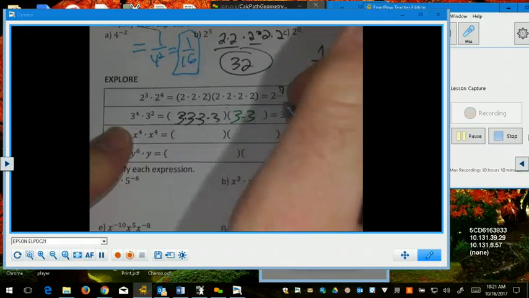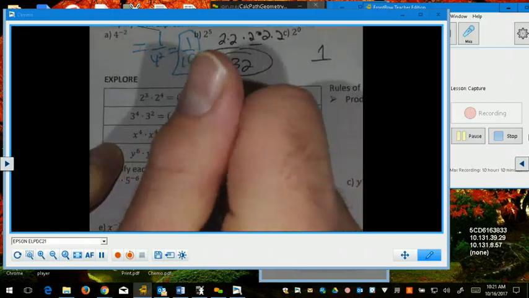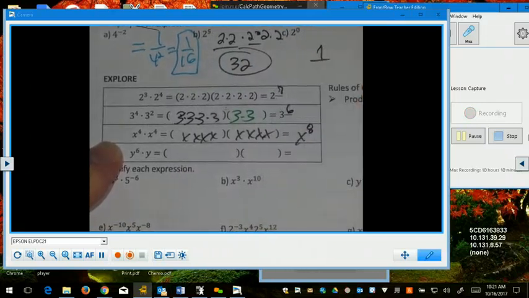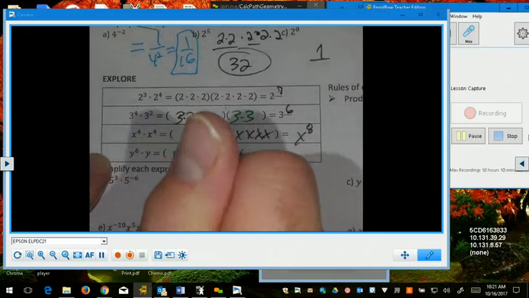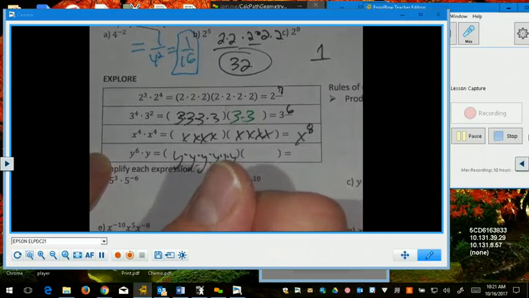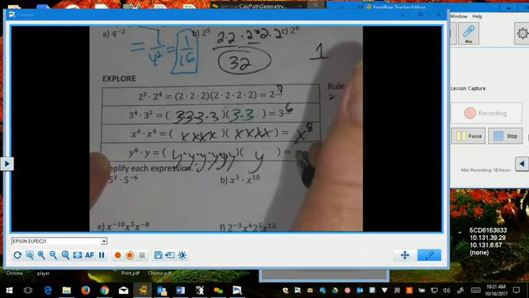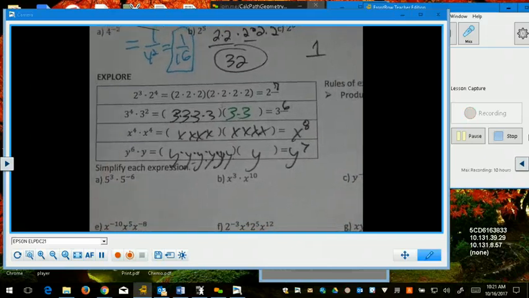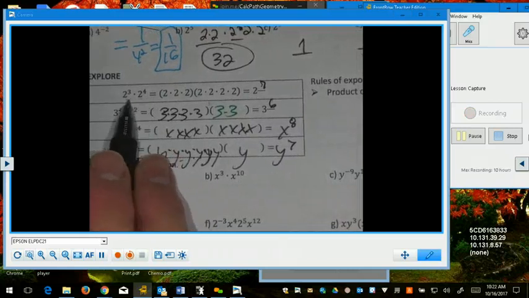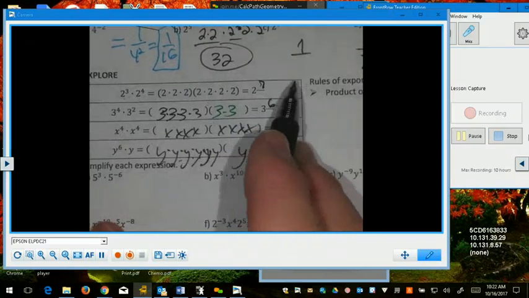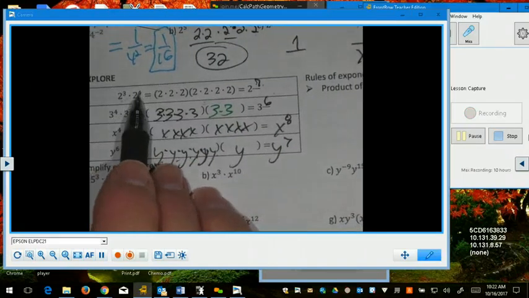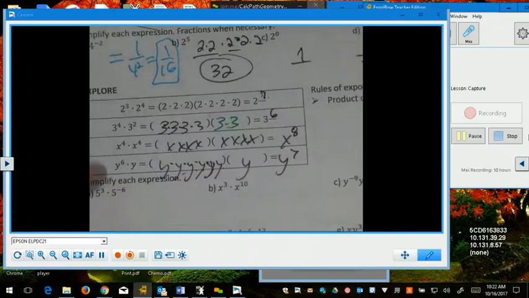In total, I have 6 factors. 4 x's and 4 x's gives me a total of 8. 6 y's, 1, 2, 3, 4, 5, 6, and 1 y is y to the 7th. So this brings us to our product of powers. What am I doing with those exponents that gets me from here to here? Adding, because I'm just adding up the factors. How many factors? You had 3 factors, now you have 4 factors. Put them together, you have 7 factors.